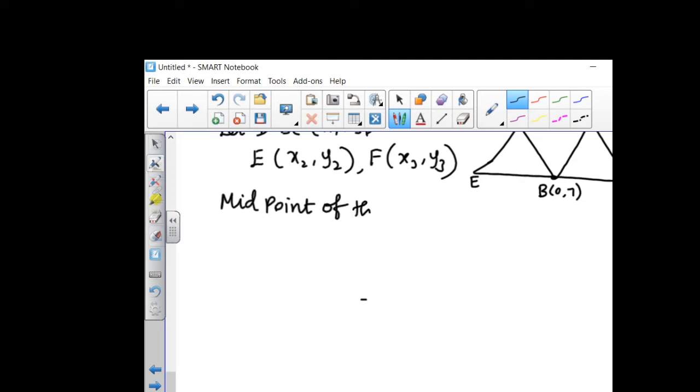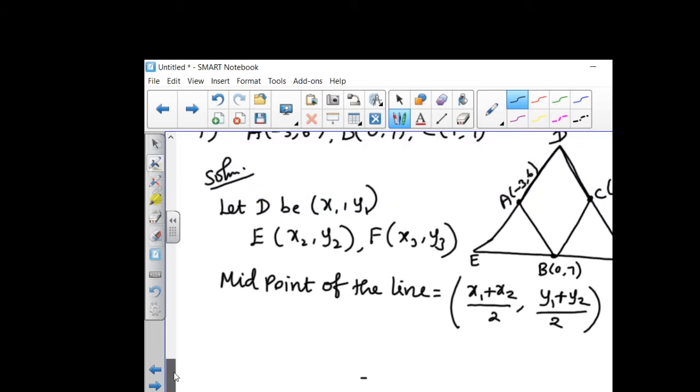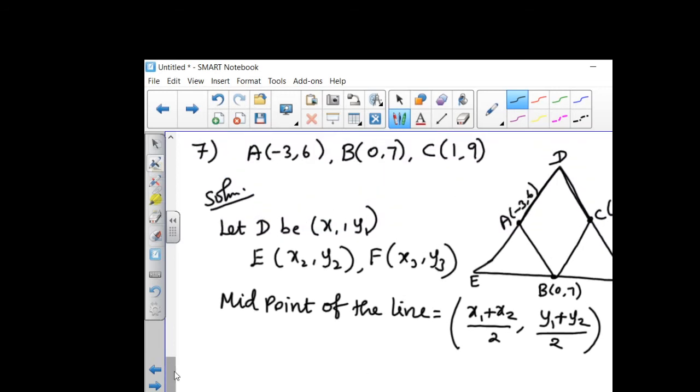Midpoint of the line is equal to, what is the formula? (x1 plus x2) by 2 comma (y1 plus y2) by 2. Okay, so first, see, A is the midpoint of DE. A is the midpoint of DE or AD.